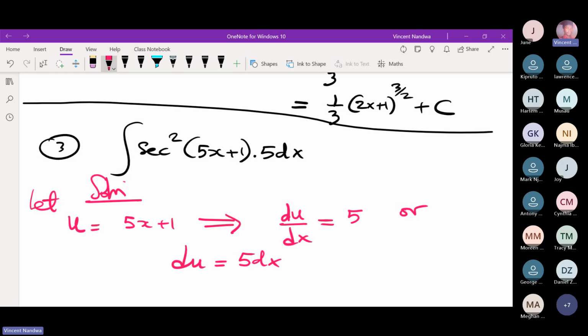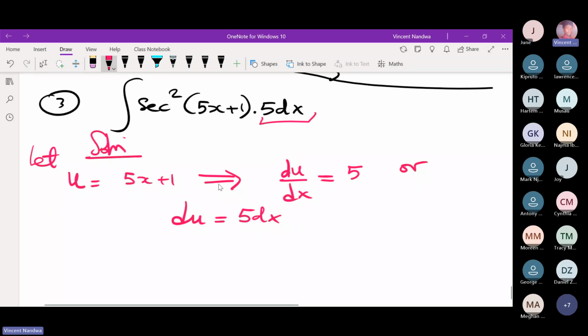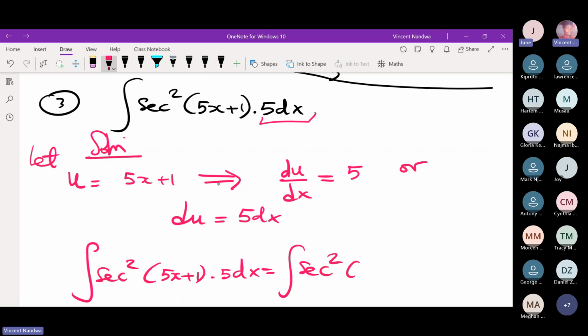We can as well make the dx the subject, but because we can clearly see that all this expression is what we have here, then we just replace this one by du and reduce the integral in terms of the variable u. So integral of sec squared of 5x plus 1 times 5 dx will now be the integral of sec squared. So this is u. Instead of having 5 dx, we replace by du. So we'll have this one as du.